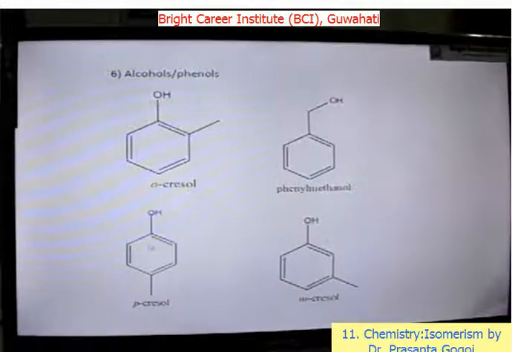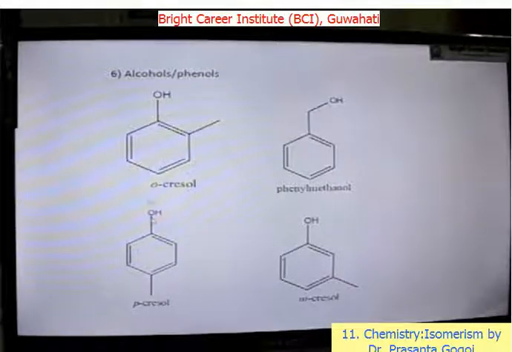Alcohol versus phenols. This is an example of an alcohol and this is an example of a phenol, and both have the same molecular formula, so they are considered functional isomers. The only difference between alcohol and phenol is that in phenol the OH group is directly attached to an sp2 carbon, whereas in alcohol the OH group is directly attached to this carbon, which is an sp3 carbon.